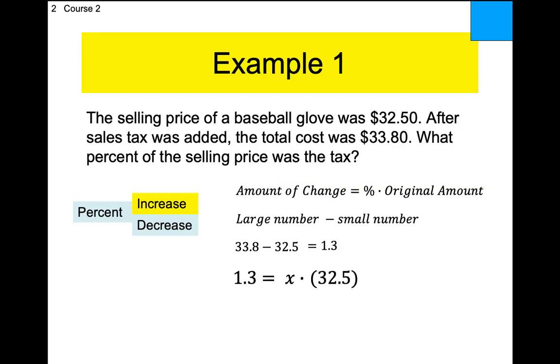How do you solve for x? 1.3 divided by 32.5. Because we're trying to get x by itself, so get rid of multiplication, we divide. So we're dividing both sides by 32.5. Calculator people, you've got it. 0.04. What did we do yesterday when we were solving for a percent? Move twice to the right. Therefore, what's the percent of change? 4%. So actually, that's the tax.